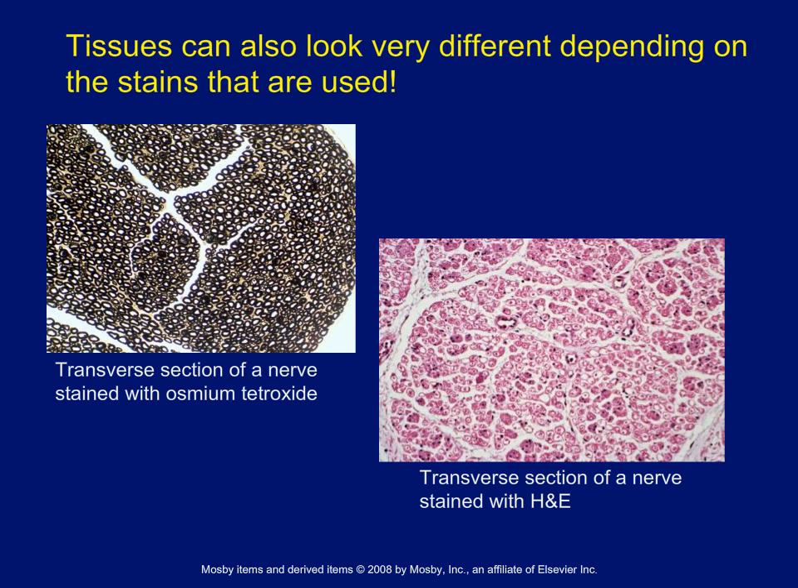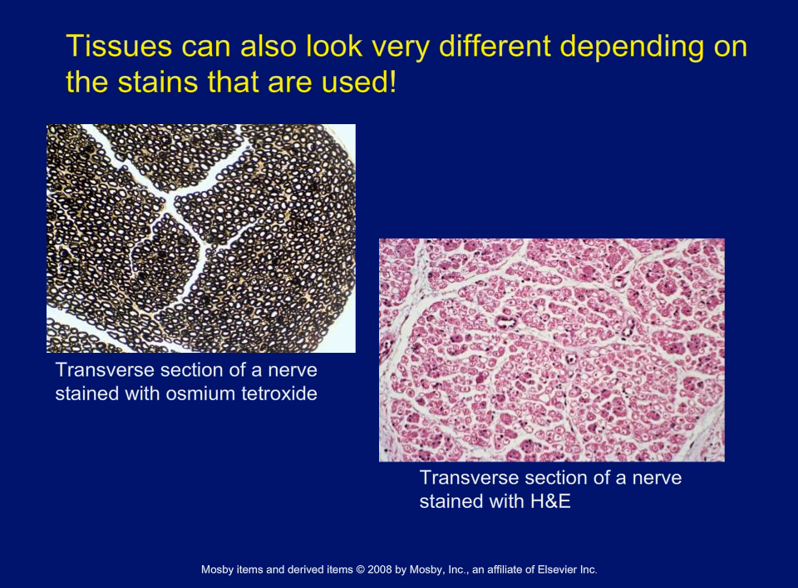Another reason why the specimen you're looking at under the microscope may not look like the one in the textbook is that the two specimens may have been treated with different stains. For example, both of these pictures show a cross-section or transverse section through a peripheral nerve, which is a type of nervous tissue. The section on the left has been stained with something called osmium tetroxide, whereas the section on the right has been stained with hematoxylin eosin.